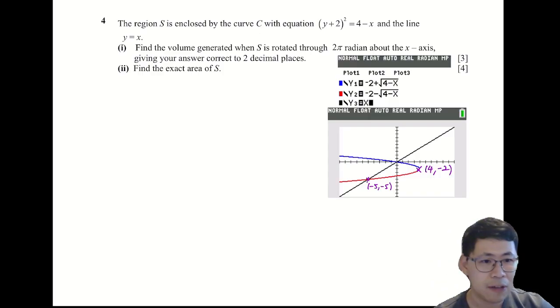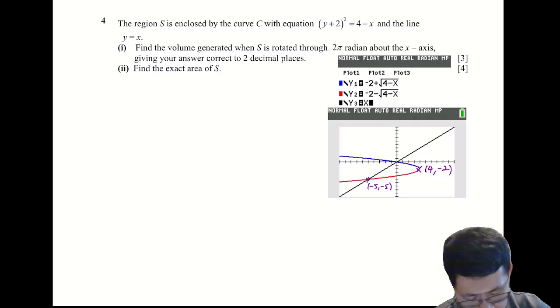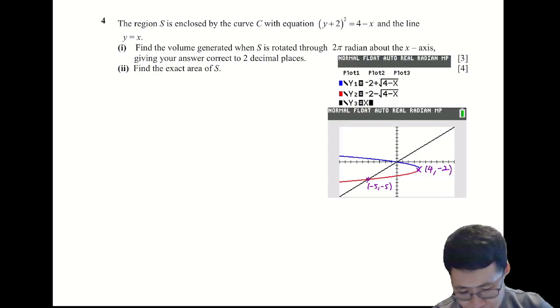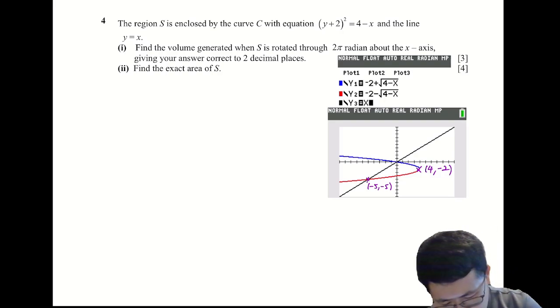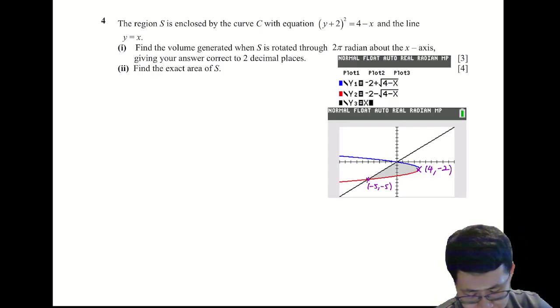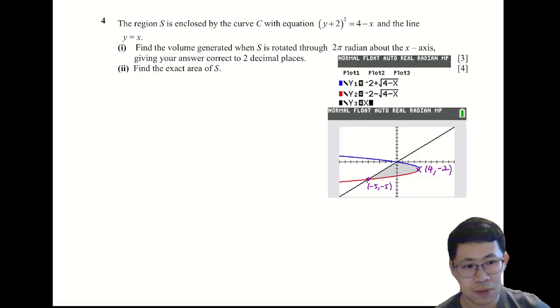Now that we've gotten these 2 points out, roughly we can see how we get the area that we want. Find the volume generated when S is enclosed by this curve. So where is S? S is over here. When S, which is highlighted in gray over here, is rotated 2 pi radian about the x-axis. So what does this mean?